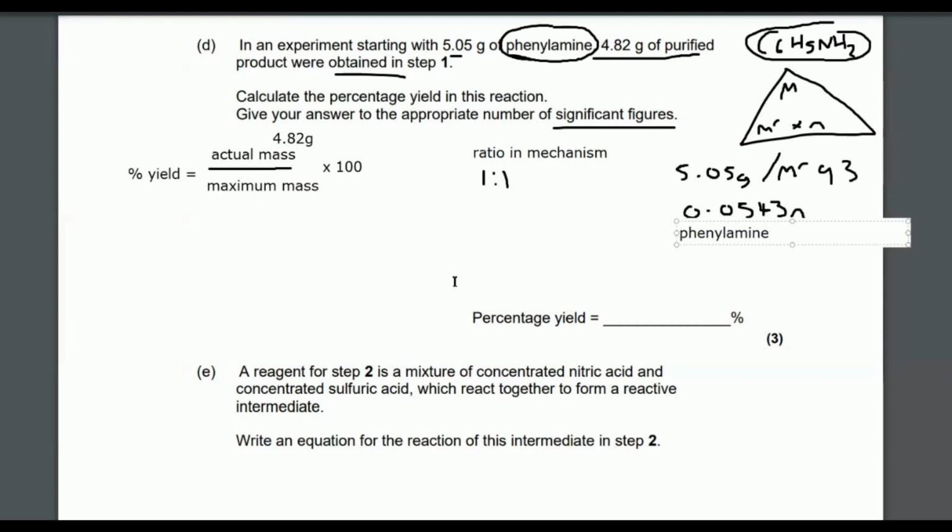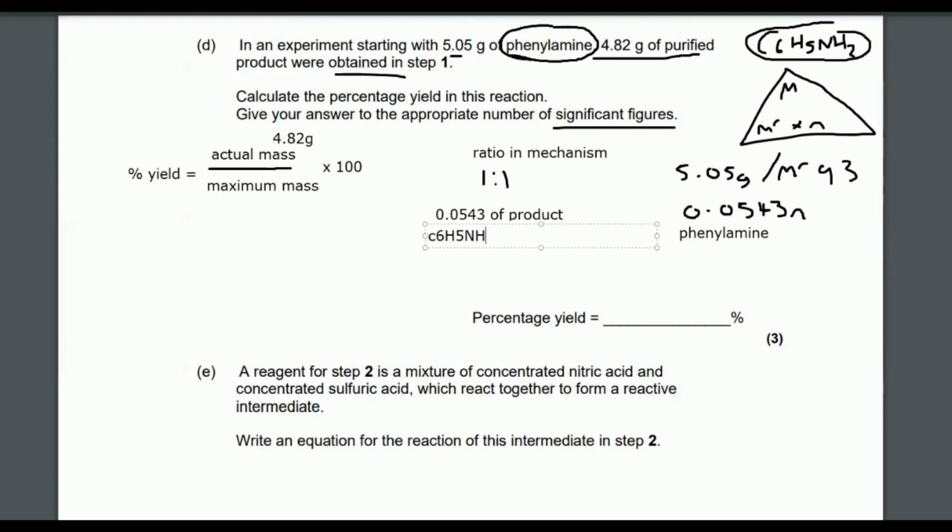Now, if we look at the reaction mechanism above, you can see it's a 1-to-1 reaction. So for every mole of reactant, phenylamine, we get 1 mole of product. So we're going to get 0.0543 moles of the product created. Ta-da! Now all we need to do is turn that 0.0543 moles of product into grams of product.